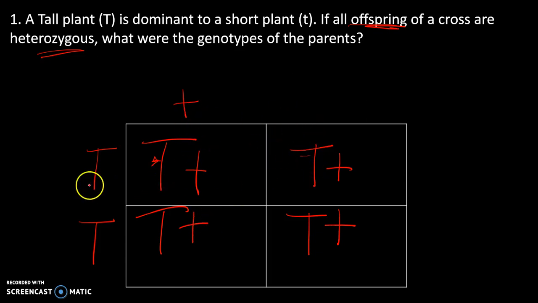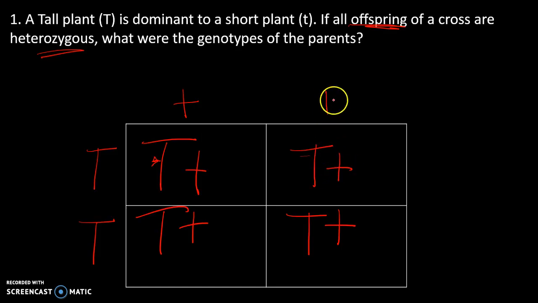And then if this capital T is coming from that parent, then this is, whoop, jump me back, then that's a lowercase here. So the genotypes of my parents should be capital T, capital T, and lowercase t, lowercase t. So homozygous dominant and homozygous recessive.